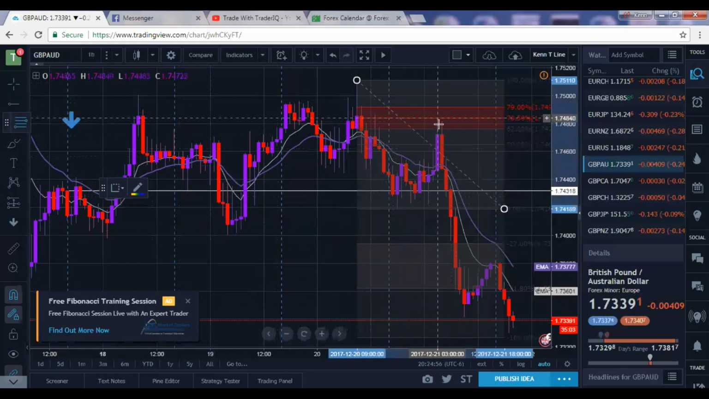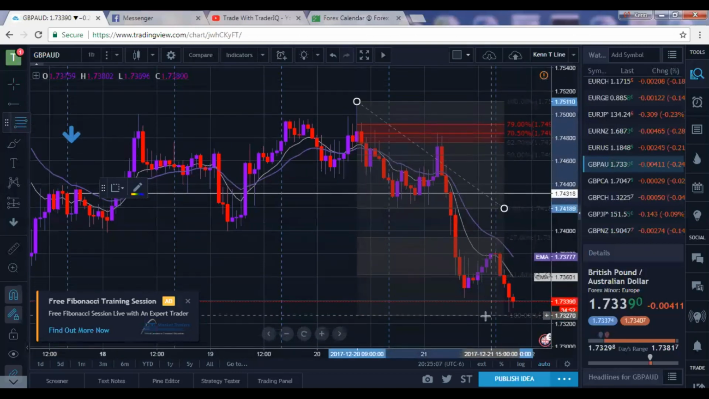So you get your pull up, pull back, you get your entry, and you're going to be targeting the 200 extension, which is here. And we haven't made it there yet, but I'm pretty sure we're going to make it there. We're only about 12 pips away from there. So should be hitting final profit here.